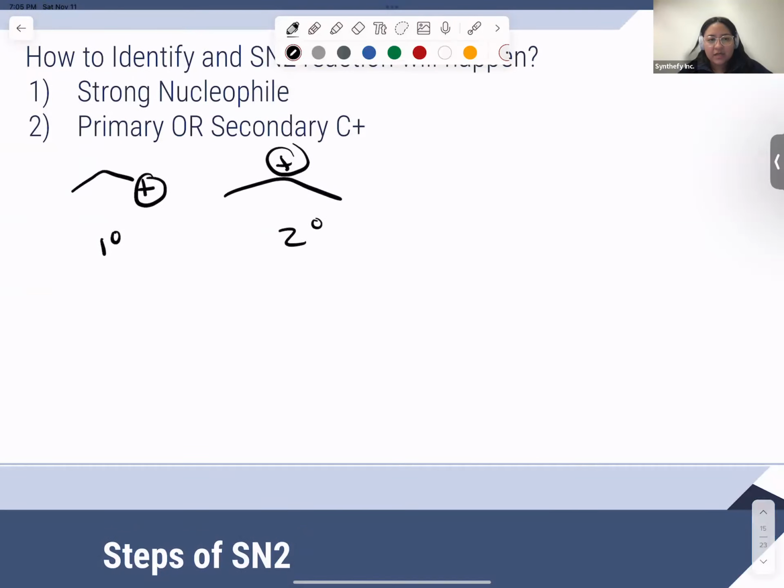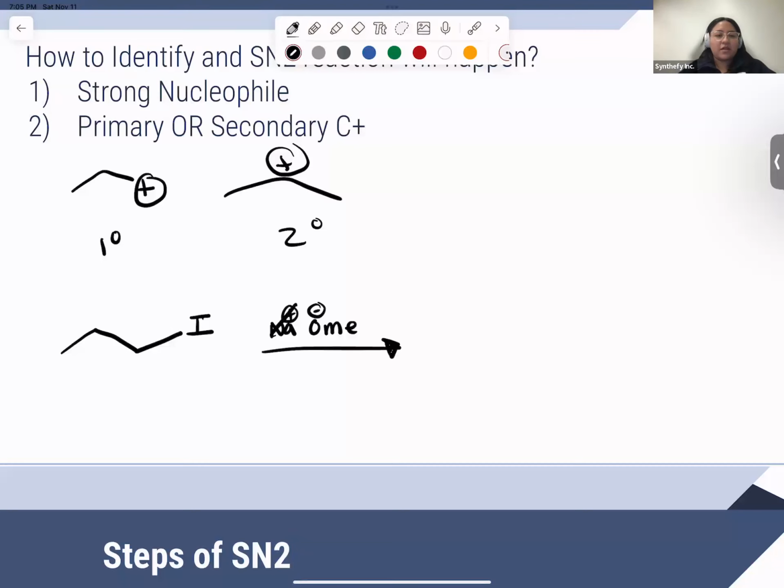Now, let's look at it a little bit further. So we have this molecule. Having a good leaving group or a bad leaving group doesn't really matter for an SN2 reaction because that nucleophile is strong enough to kick it out anyway. So let's use a strong nucleophile. It's a strong nucleophile, NaOMe.